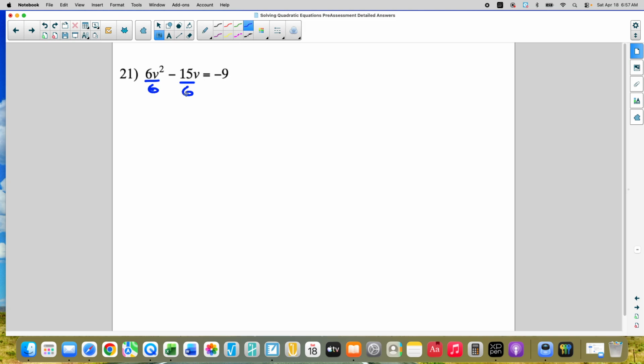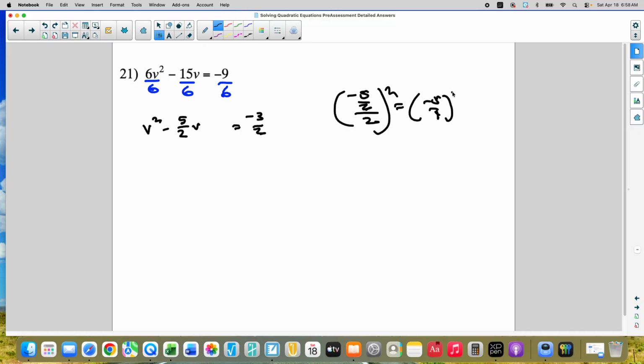Okay, this is already constants moved. Let's divide by 6. We get v squared minus, we can simplify that. 3 goes into that, 5 halves v equals negative 3 halves. Let's make sure that we did it correctly. Yup. So negative 5 halves is my middle. Let's take half of that squared. Gives us negative 5 fourths squared equals 25 sixteenths. Let's add 25 sixteenths to both sides.